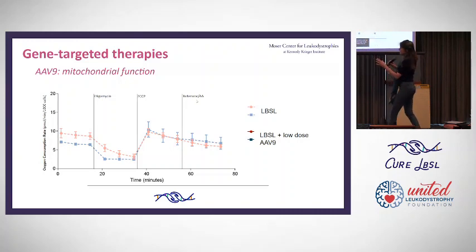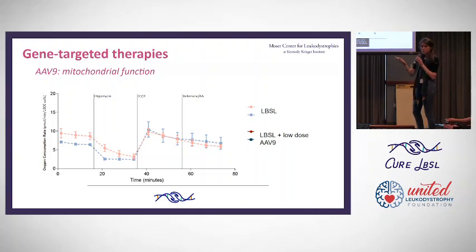This is not a perfect profile of what cells should look like in the Seahorse, but this is what the LBSL cells look like, and we understand that, of course, these cells have some mitochondrial dysfunction.